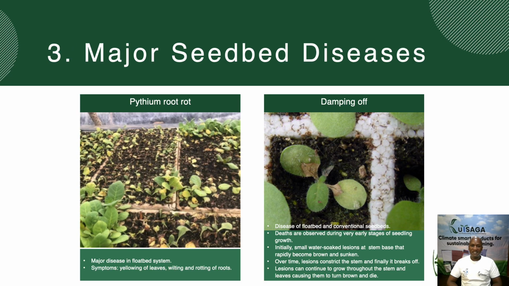The major diseases in the seedbed include Pythium root rot, which is a problem in the float tray system. This usually sets in from the 5th week after sowing, and it tends to cause seedlings to turn yellow, to wilt, and ultimately for the seedlings to die, because the root system is the one which is attacked, and therefore the plant is not able to take up water and nutrients.